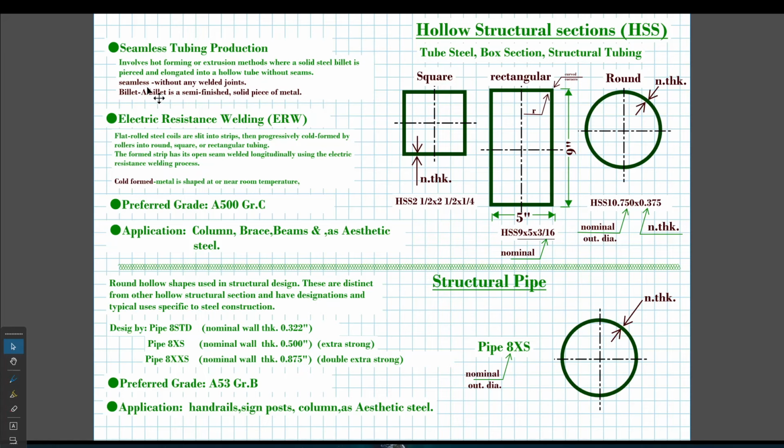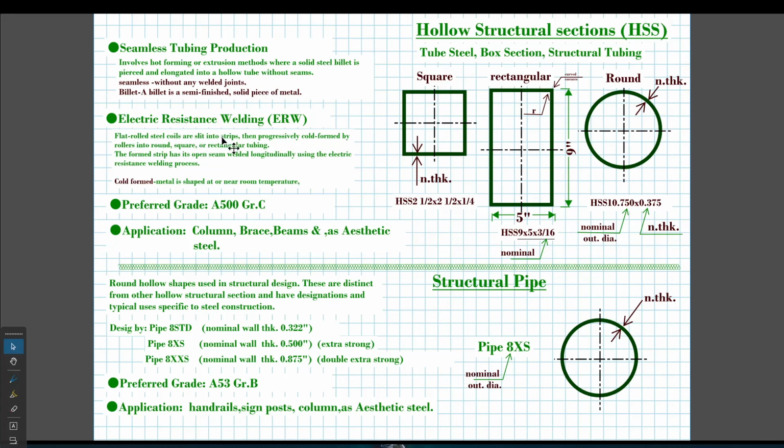First, we see the two definitions. Seamless means without any welded joints, and billet is a word. Billet means a semi-finished solid piece of metal. So, in seamless tubing production, the solid billet is elongated into a hollow tube by using heat applications.